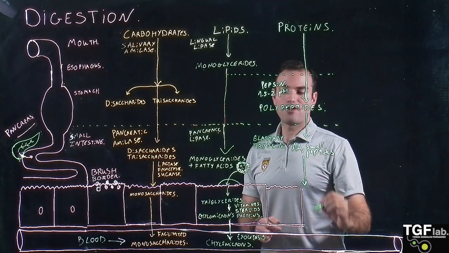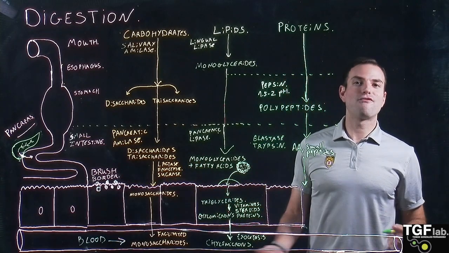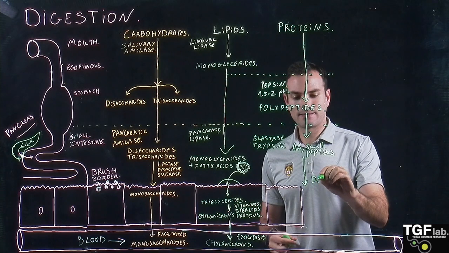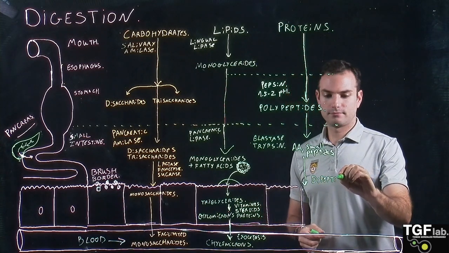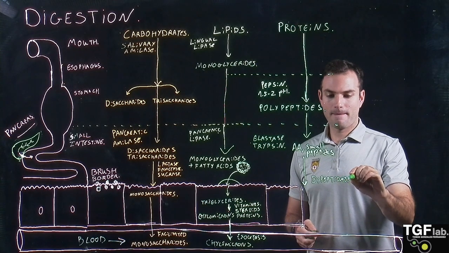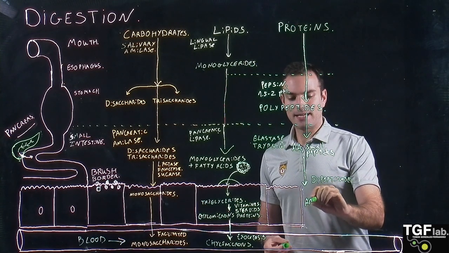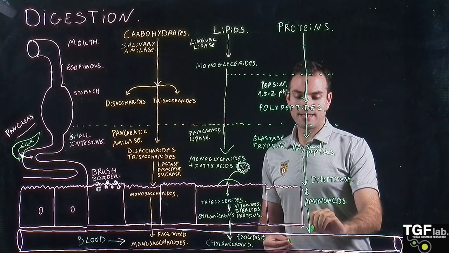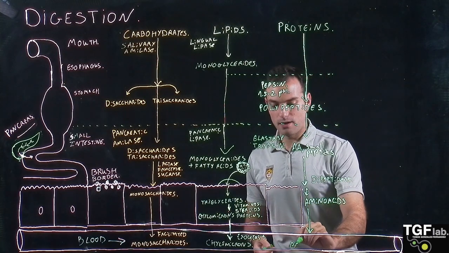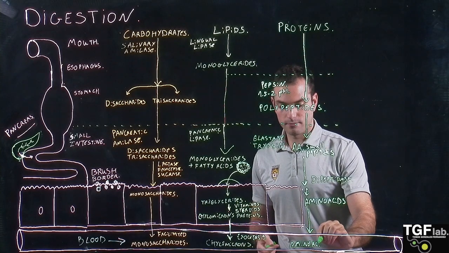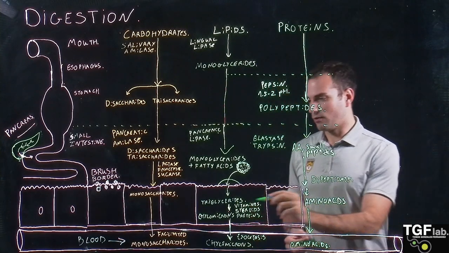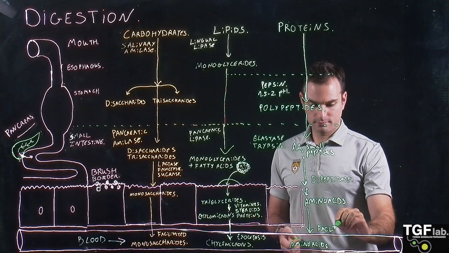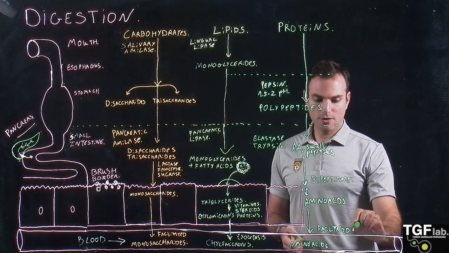So these ones are going to arrive here to the brush border, and we have further enzymes here at the brush border. The most important enzyme here is going to be the dipeptidase. So then we are going to have finally amino acids. And these amino acids are going to be released into the blood, thanks to facilitated diffusion and also co-transport.